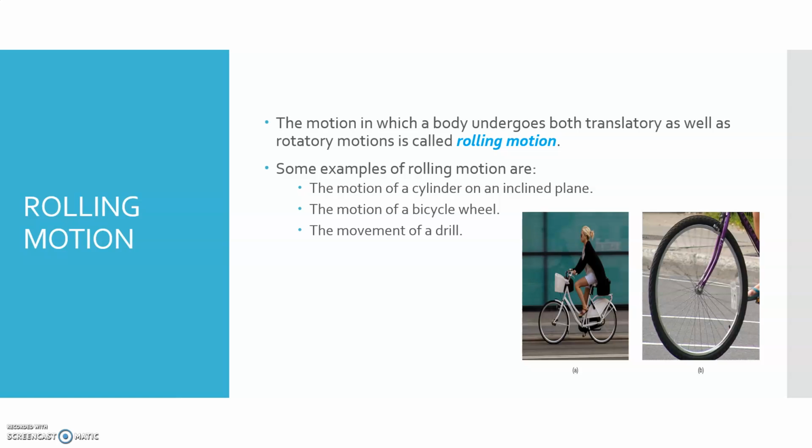The next motion is rolling motion. The motion in which a body undergoes both translatory as well as rotatory motions is called rolling motion. Some examples of rolling motion are the motion of a cylinder on an inclined plane, the motion of a bicycle wheel, and the movement of a drill.